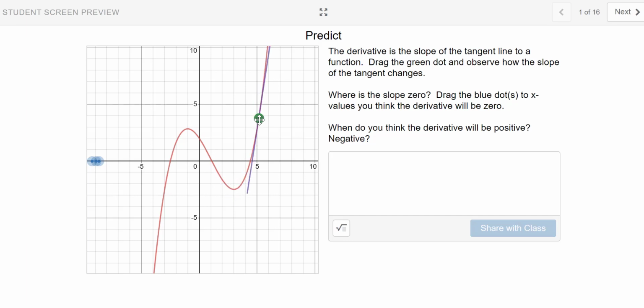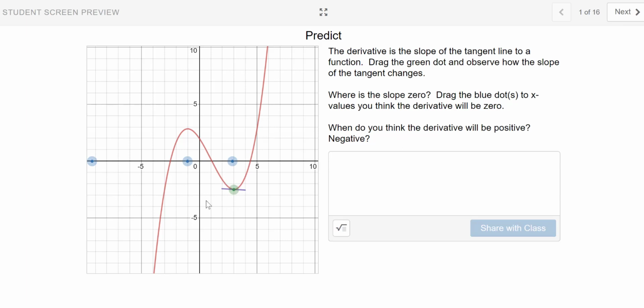We're asked to predict where the slope is 0 and then where the derivative will be positive or negative. So let's start with where the slope is 0. As I was dragging this along, remember slope of 0 happens when we have a horizontal line. So that appears to be right about here at -1. And then it happens again here at 3.